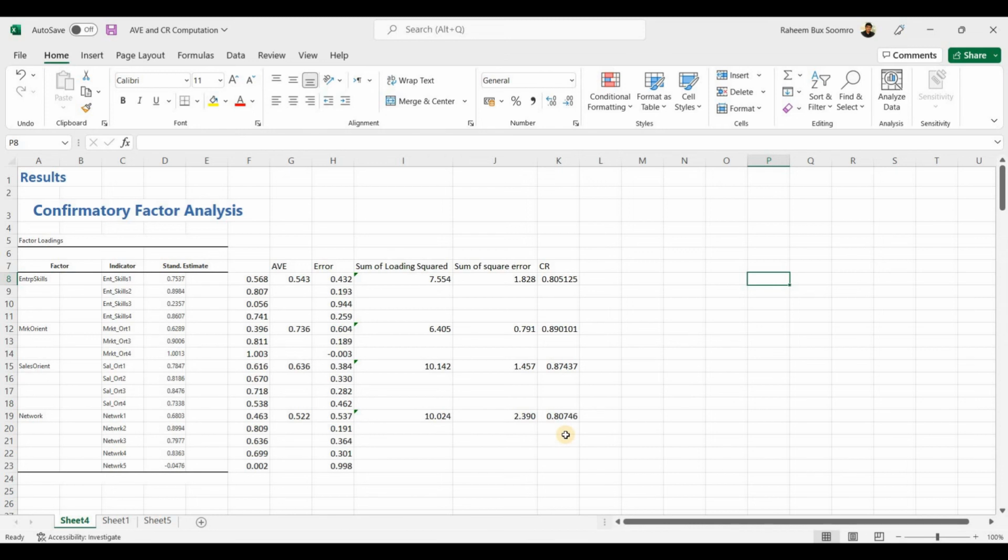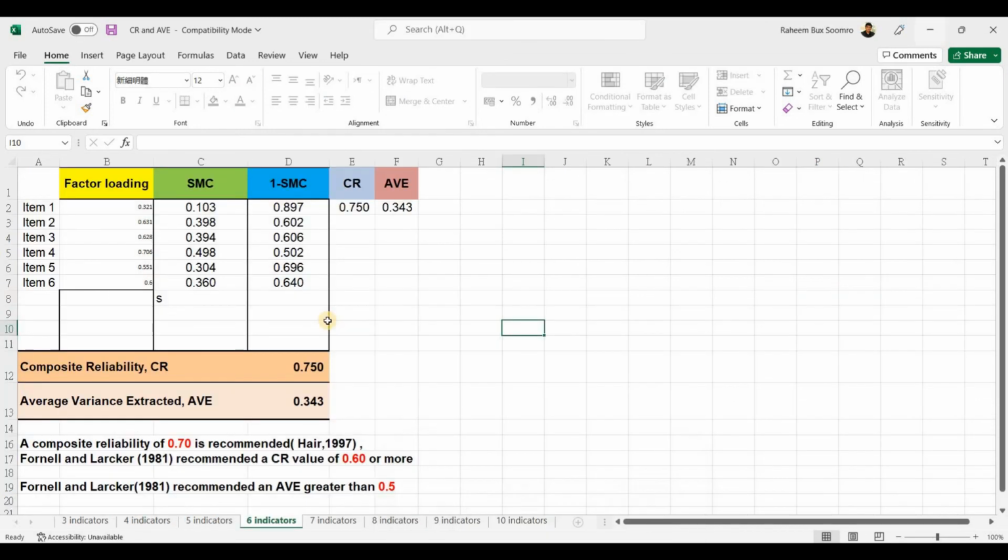So instead of putting in all these efforts, I have downloaded one of the tools through which you can easily compute all of these. Now, for example, this is the tool. By the way, I have left its link before this video. You can download this tool from there and utilize it to compute the CR and AVE if you are working in Jamovi.